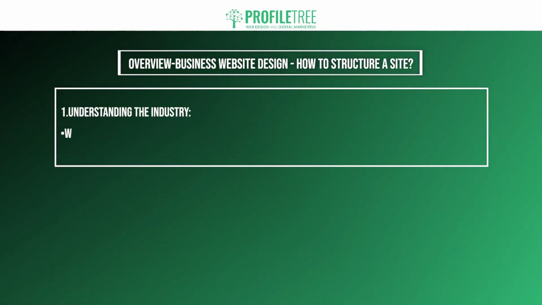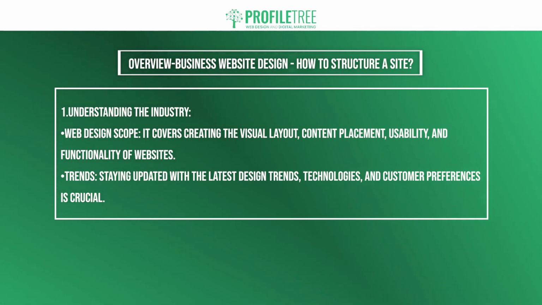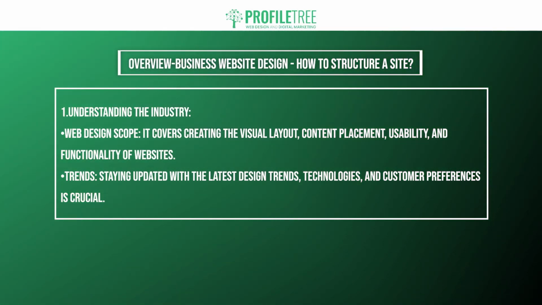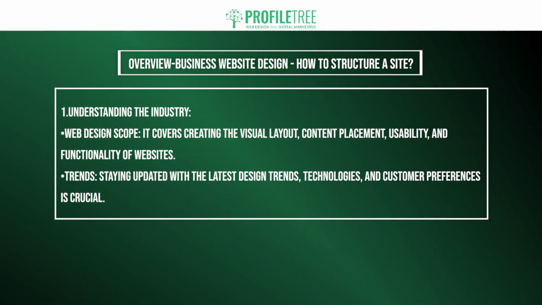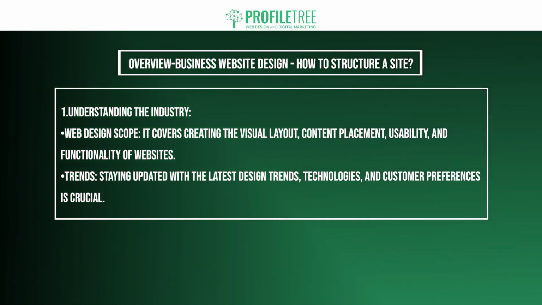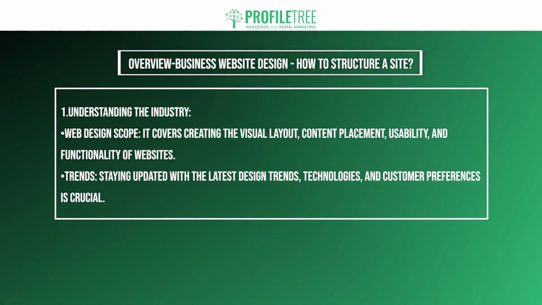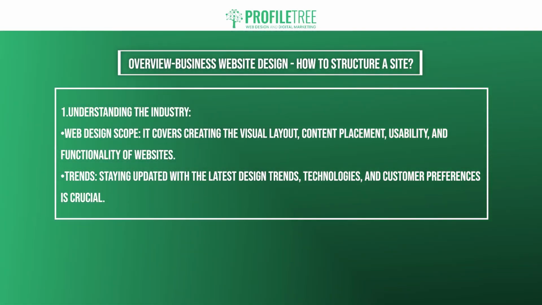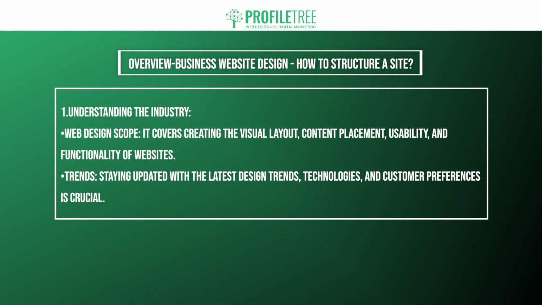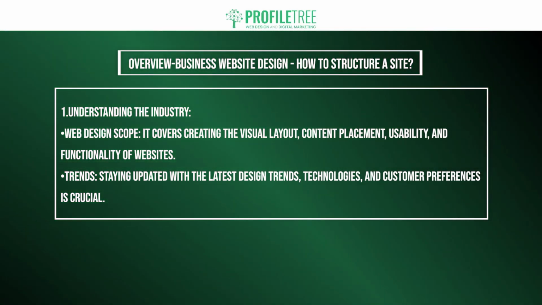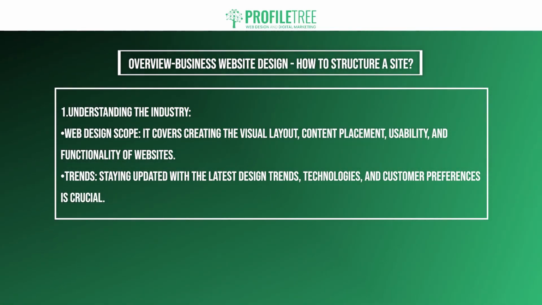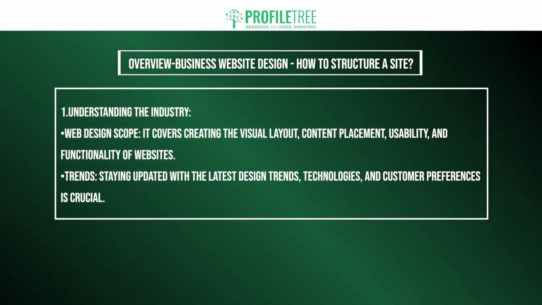So number one really is trying to understand that industry. You need to have a web design scope. Now it covers creating the visual layout, content placement, usability, and functionality of websites. This is when you incorporate things like Figma or other working platforms in order to get that visual scope. Think about the trends as well. So stay updated with the latest design trends, technologies, and customer preferences.